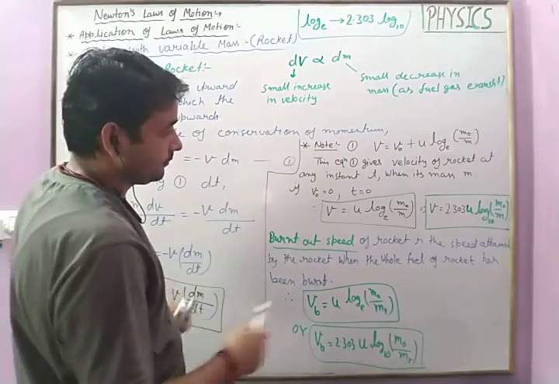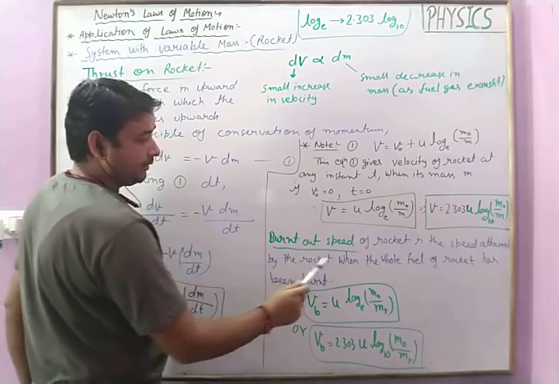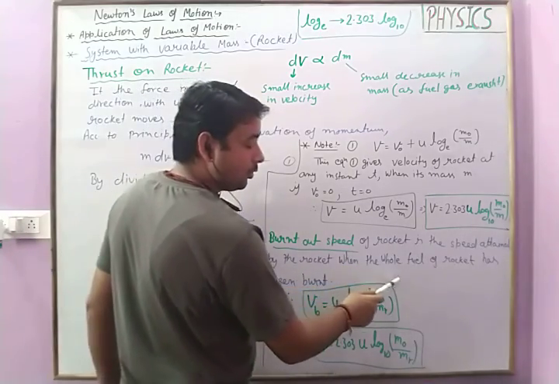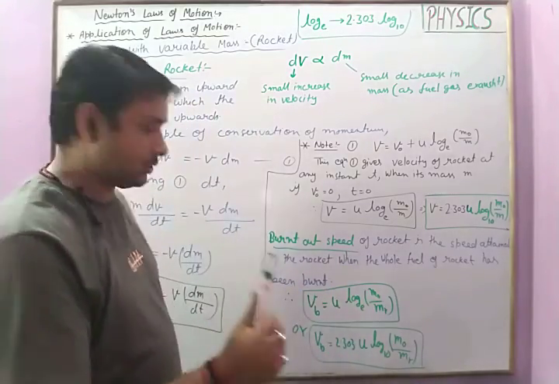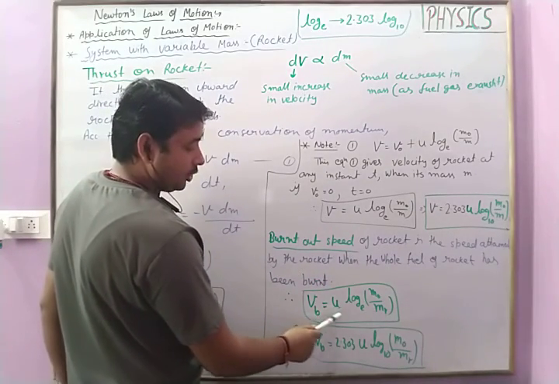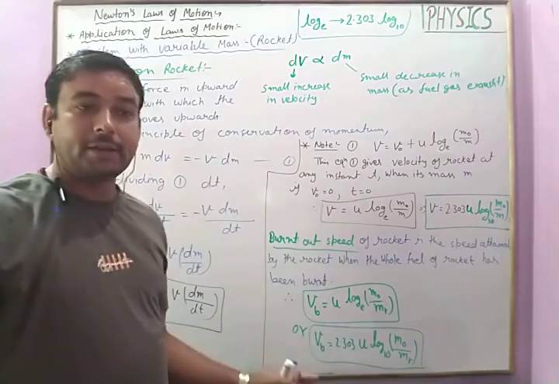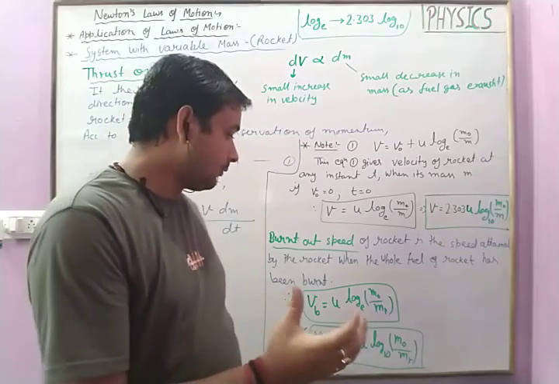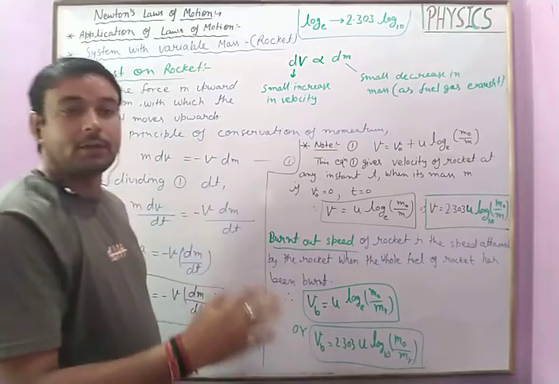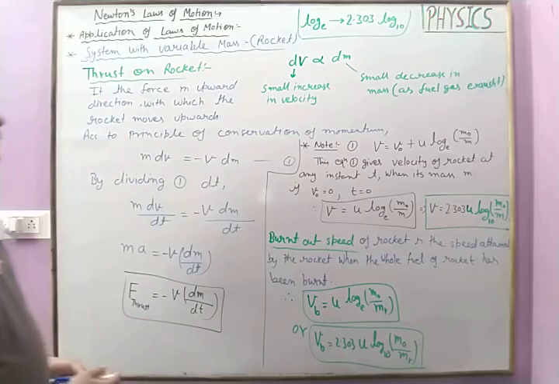Okay, this second is burnt out velocity, the speed of rocket, which is the speed attained by the rocket when the whole fuel or complete fuel is exhausted. That is given by burnt out velocity, initial velocity u log e m naught upon m r. M r is the last mass of the rocket, or mass of the rocket which is left after complete fuel exhaust. Copy this.